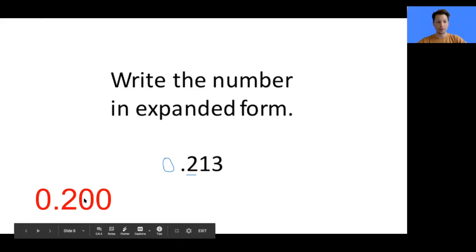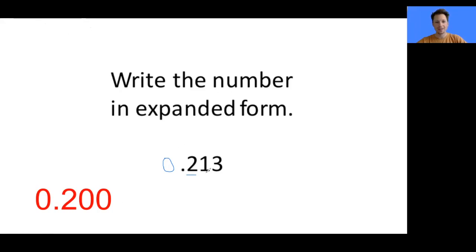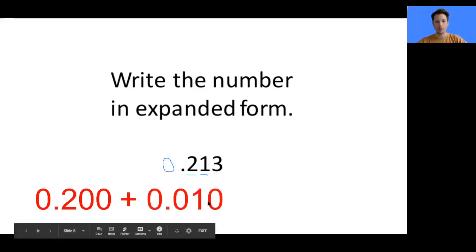0.2 or 0.200. And then what you do is you look at the next number, which is this 1 in the hundredths place value. So you're going to write your addition sign. And then you include the value of this number 1, which is 0.01. Do not forget the 0 before the 1.